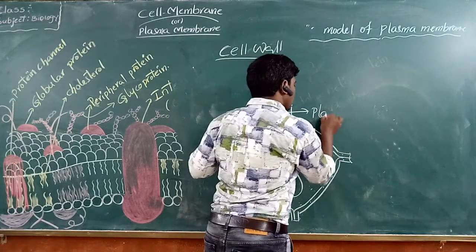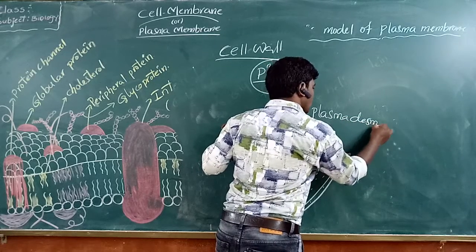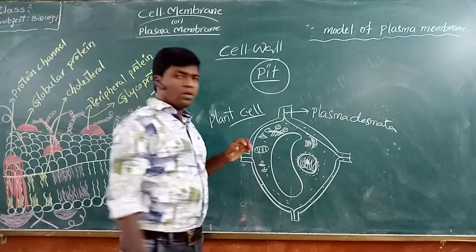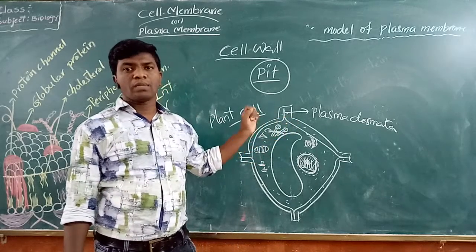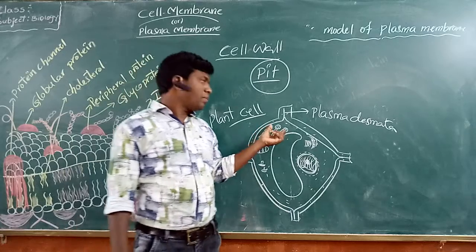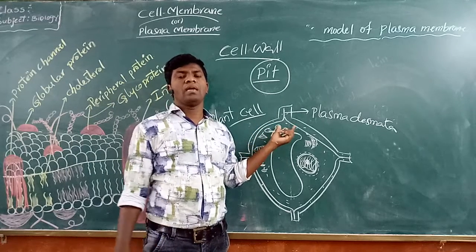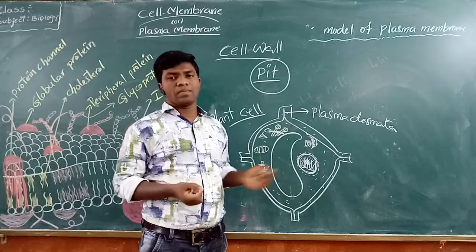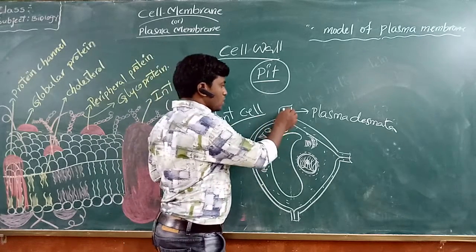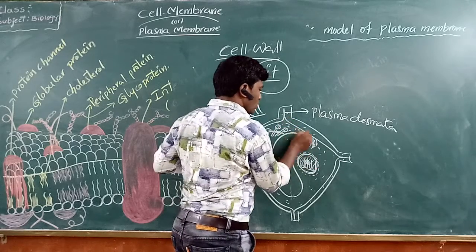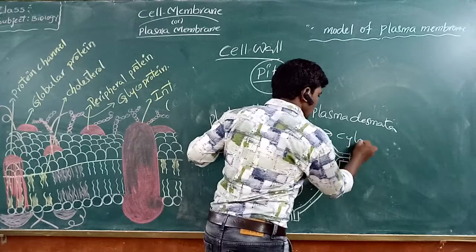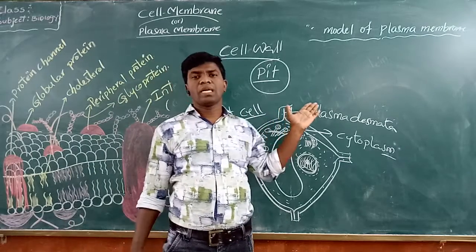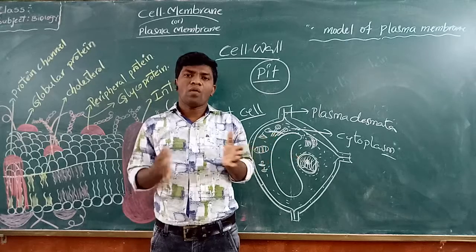Here these are the plasmodesmata. This is actually a plant cell. In this there are plasmodesmata. The cell wall and the middle lamella are traversed by these plasmodesmata, which connect to the cytoplasm. This is the cytoplasm. Are you clear? So these plasmodesmata are connected to the cytoplasm of neighboring cells.